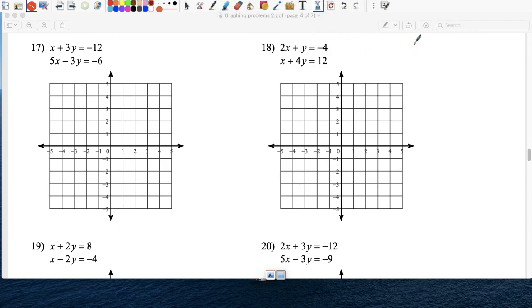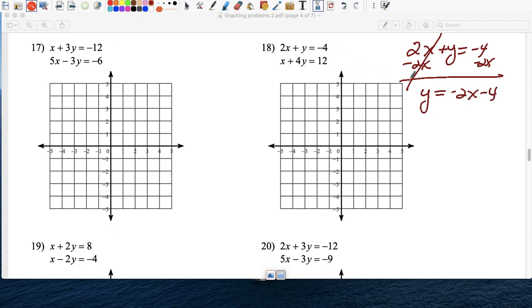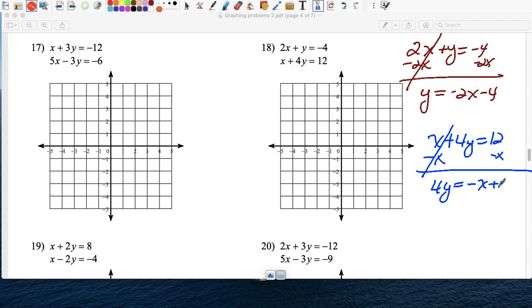Let's change the first one. So we get 2x plus y equals -4. Minus 2x on both sides, that goes away. We're left with y equals -2x minus 4. So that's equation 1. Equation 2, change colors. We get x plus 4y equals 12. We do minus x, this one on the left side goes away. I'm left with 4y equals -x plus 12.